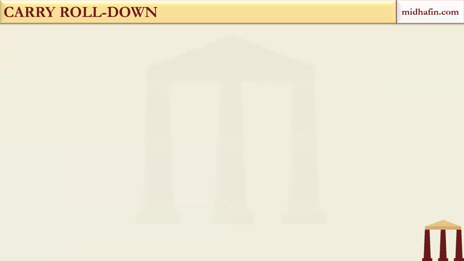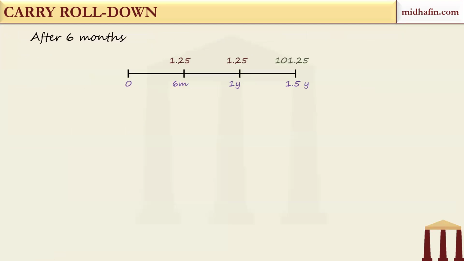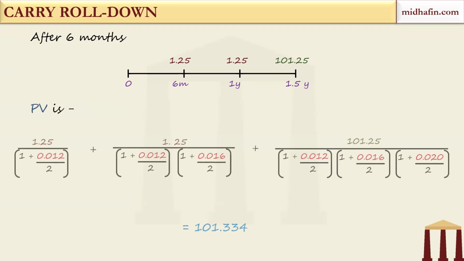Okay. Now let's do the calculations and let's find the carry roll down. After 6 months, these are the cash flows because now only 1.5 years is left to maturity. Okay. Next, I can find the PV. Of course, I have done the calculation and all.